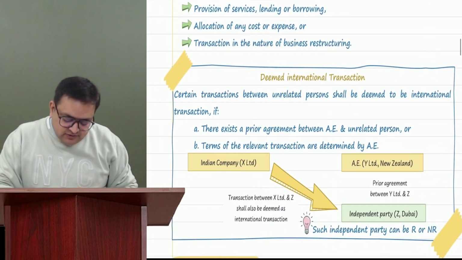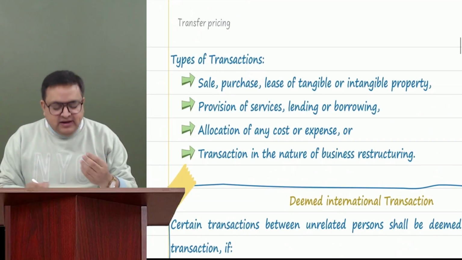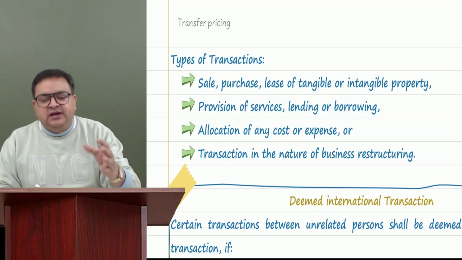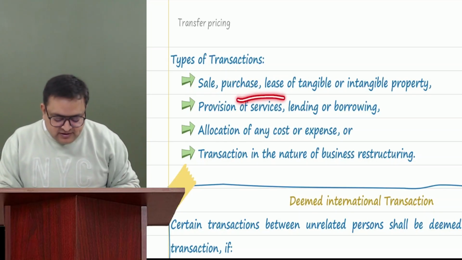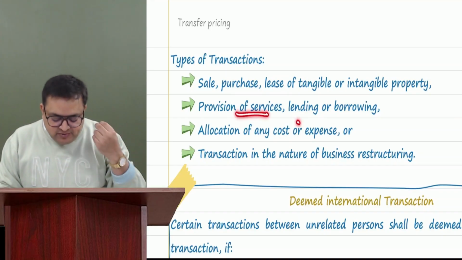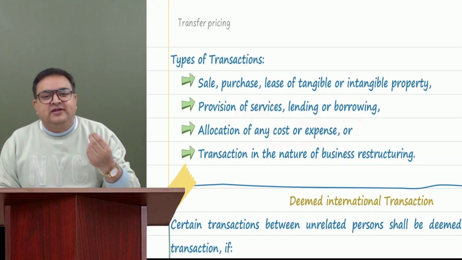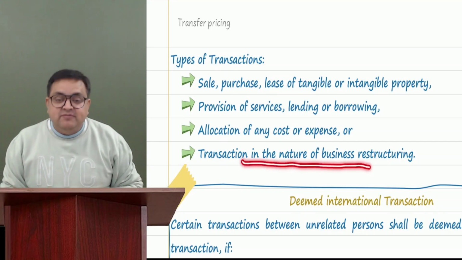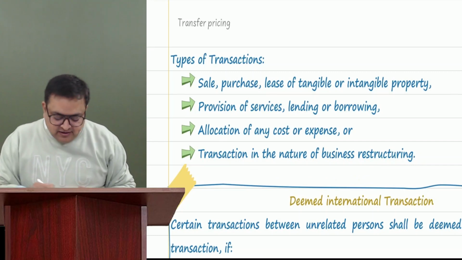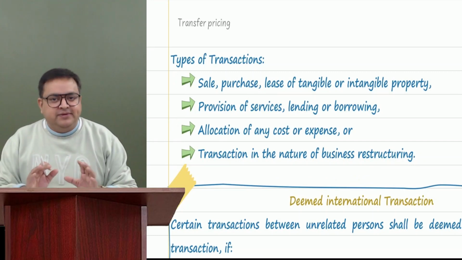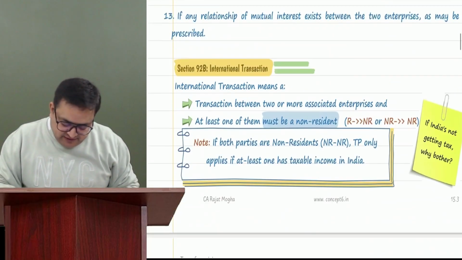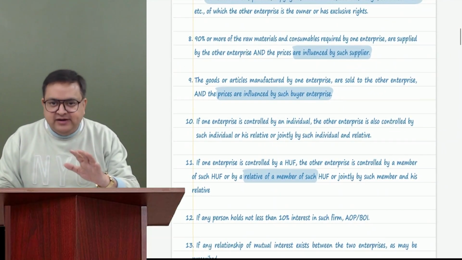This transaction can be of anything. It can be a sale, a purchase, paying interest, paying royalty, or allocation of expenses. It can be providing any services, lending, borrowing, allocation of any cost or expenses. It can be a transaction in the nature of business restructuring, an amalgamation or a demerger. So this transaction can be of any type. Got it? Now, what is a deemed international transaction? I'll come to it after 10-15 minutes. So half of 92B we have done.